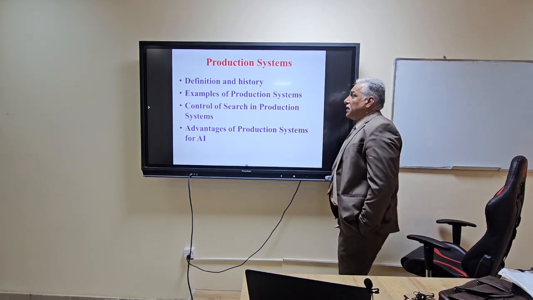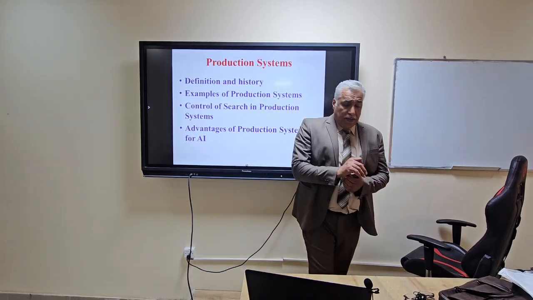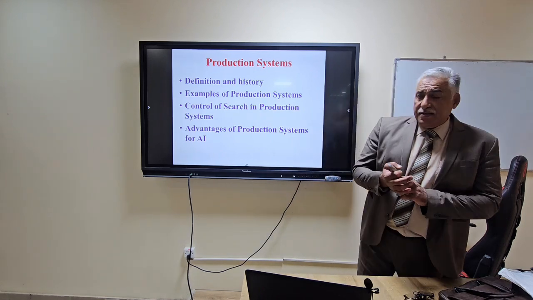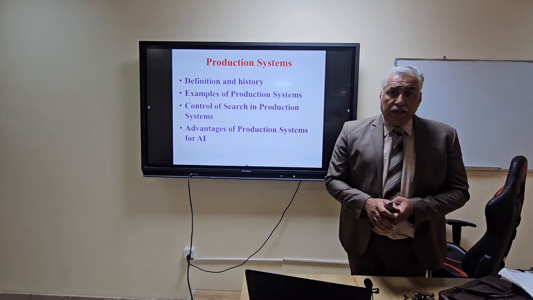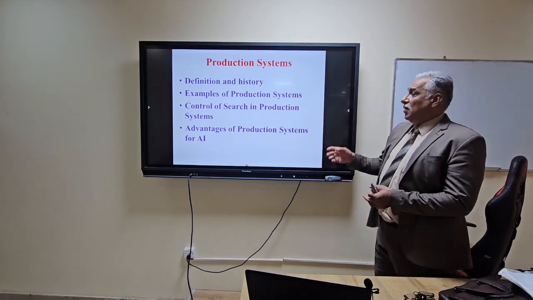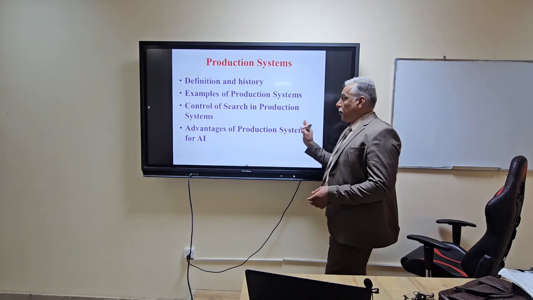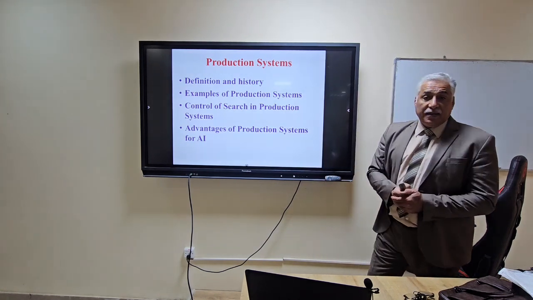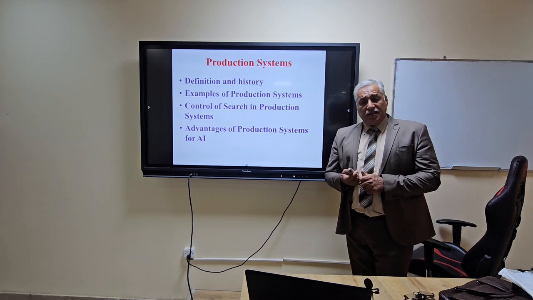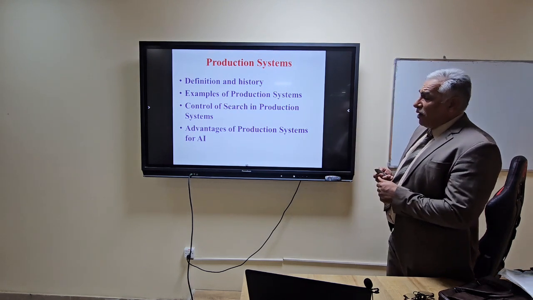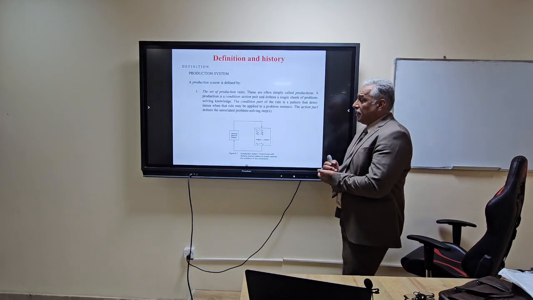Now the subject of the production system. In the production system, I will present the definitions and history, and I will review examples of production systems and control of search in production systems, and finally the advantages of production systems for artificial intelligence. Now go to the definitions. The definition of production system.